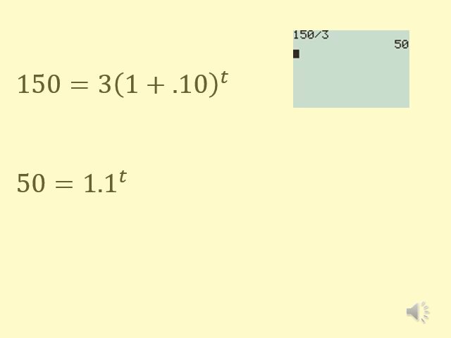In order to solve a problem like this, the first thing I've got to do is write it so that I've just got one main number on each side. You notice what I did is I took 150 divided by 3. Now what I've got is something equals something to the t. And in this case, 150 divided by 3 equals 1.1, which is just 1 plus 10%, to the t power.